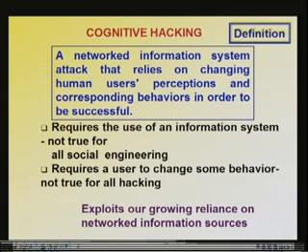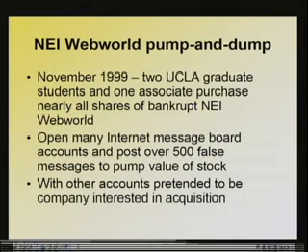So the definition we ultimately came up with in this project for cognitive or semantic hacking was a networked information system attack that relies on changing human users' perceptions and corresponding behaviors in order to be successful. Unlike much of social engineering, it requires the use of the information system itself to convey the attack, not just something that you take advantage of once you've done the social engineering to access the system. It also requires the user to change behavior, which isn't necessarily true for worms and viruses and so on. All of this is exploiting our growing reliance on being increasingly networked with various information sources.